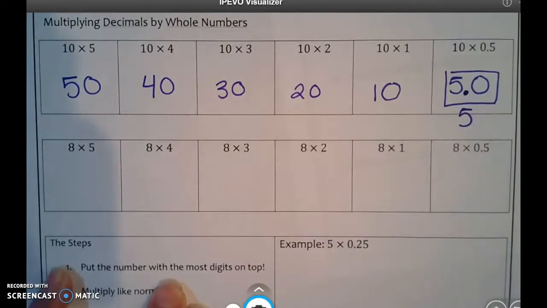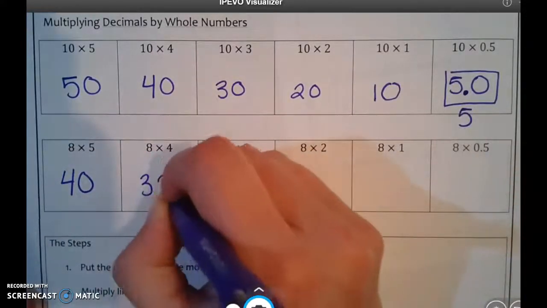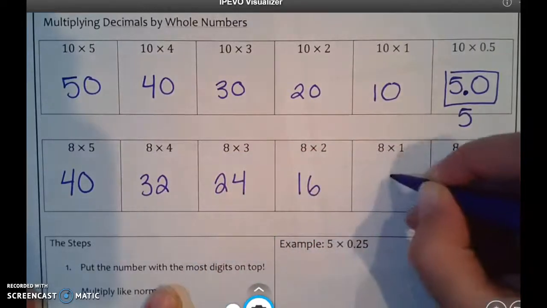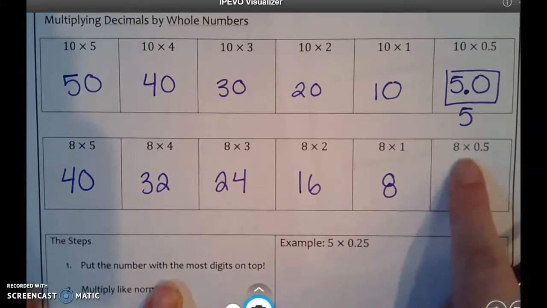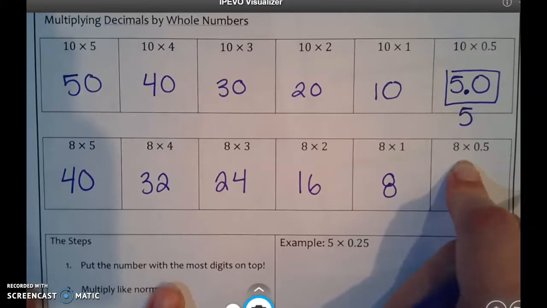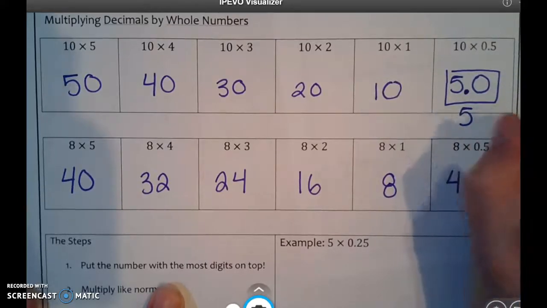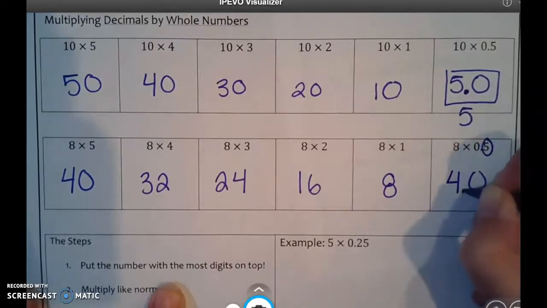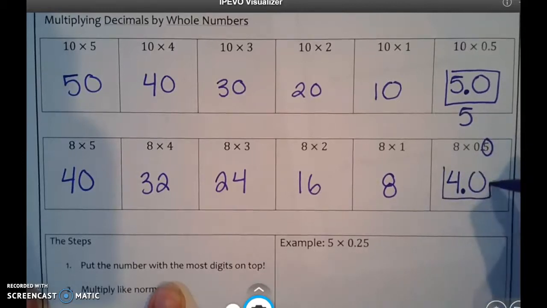Let's do our 8 times tables. All of a sudden, I get here, it says 8 times 5/10 again. But remember, great news, all I have to do is 8 times 5, which I know already is 40. And since I have one number after the decimal, I need one number after my decimal. So 8 times 5/10 is 4.